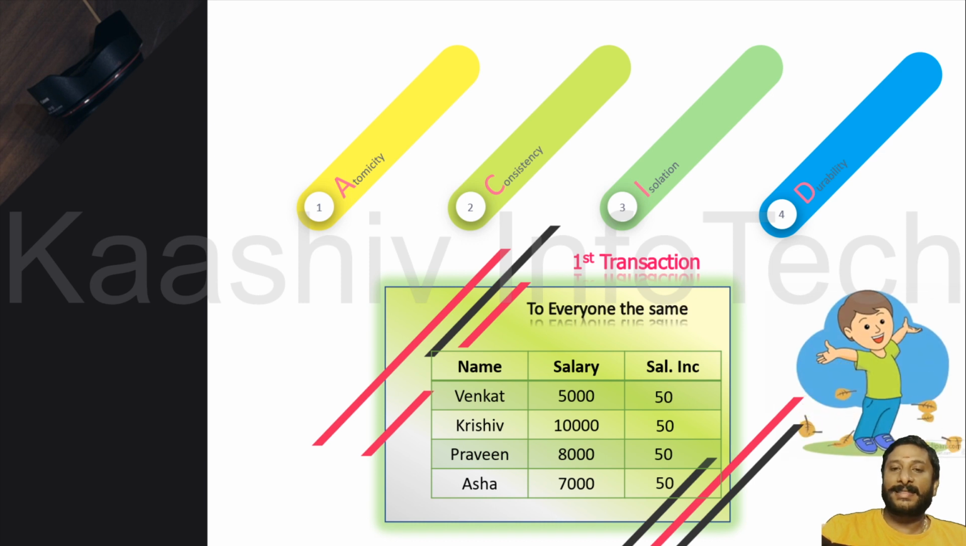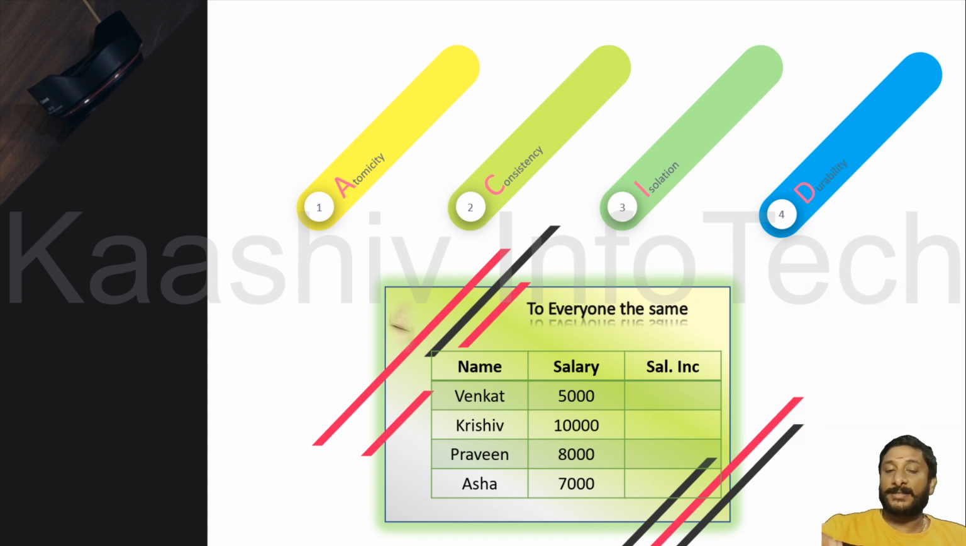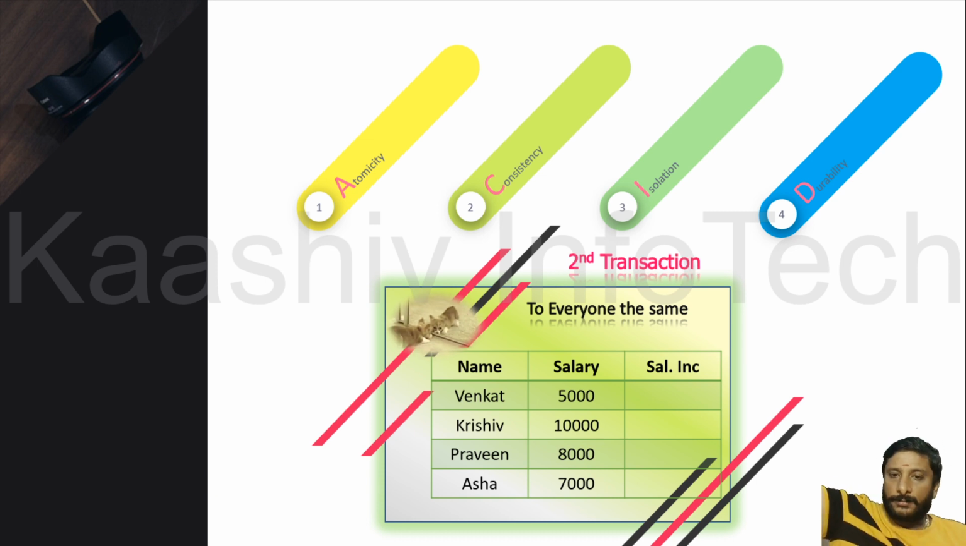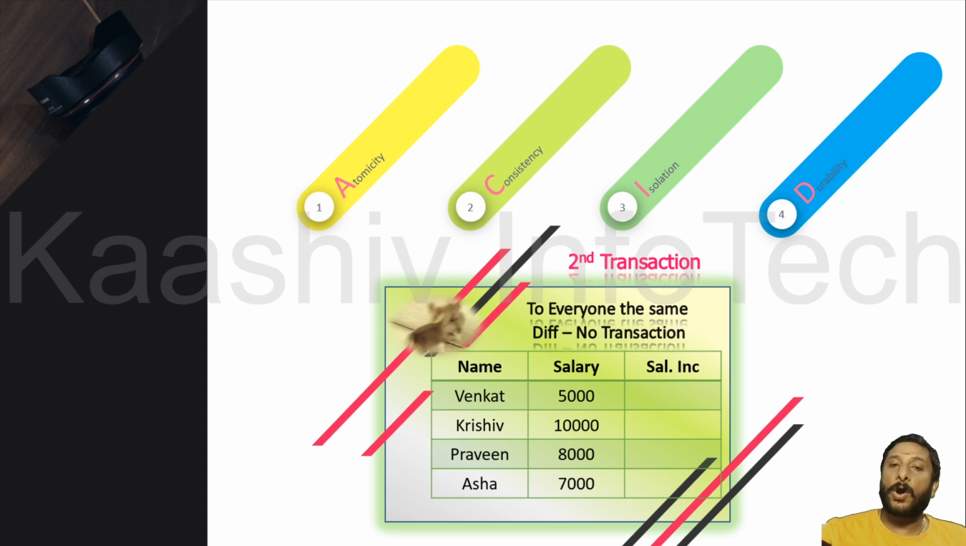To everyone the same. Okay, this is the first transaction. Sir, is there any problem? I will have some data like this. Now I'm doing a second transaction: 50 rupees to everyone. So this is the transaction, 50 rupees. But for one person it is 100 rupees. How is it possible? It should be 50 to everyone. So don't do the transaction. That is wrong. No transaction if it's different. That is called consistency.